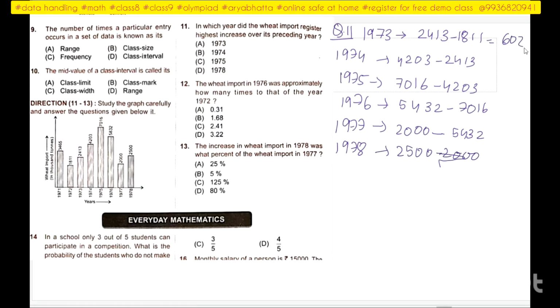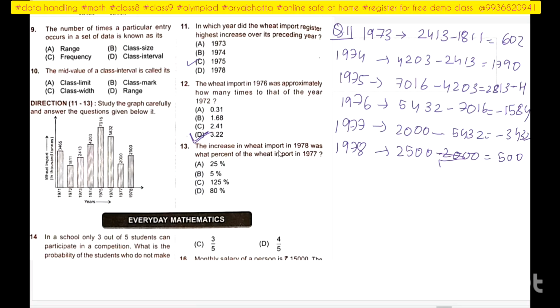This will be 602, this will be 1790, this will be 2813, this will be minus 1584, this will be minus 3432, and this will be 500. So just see, this one is the highest value, 1975. So your option will be C. Okay, approximately this one. What you have done is the 1976 wheat import upon the 1972 wheat import, and the ratio you have finally found. Now see question number 13.